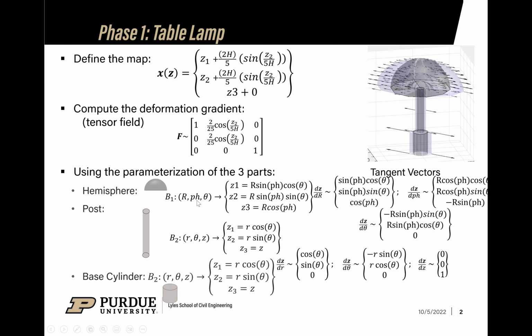Coming to the parameterization, these are the parameterizations that I've used for defining the parts of my body. And I've obtained the tangent vectors here by differentiating z1, z2, and z3 with respect to r, phi, and theta. And coming to the cylinders, both of my cylinders share the same parameterization, hence the tangent vectors for both of them are similar. So these are the tangent vectors for all the three parts.